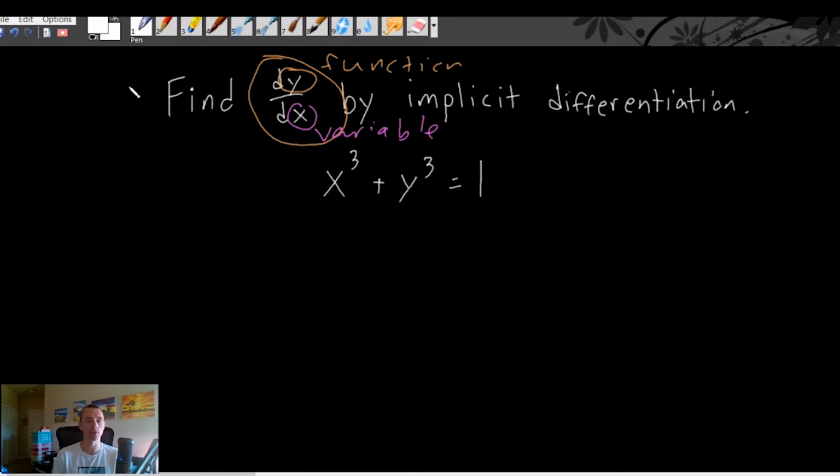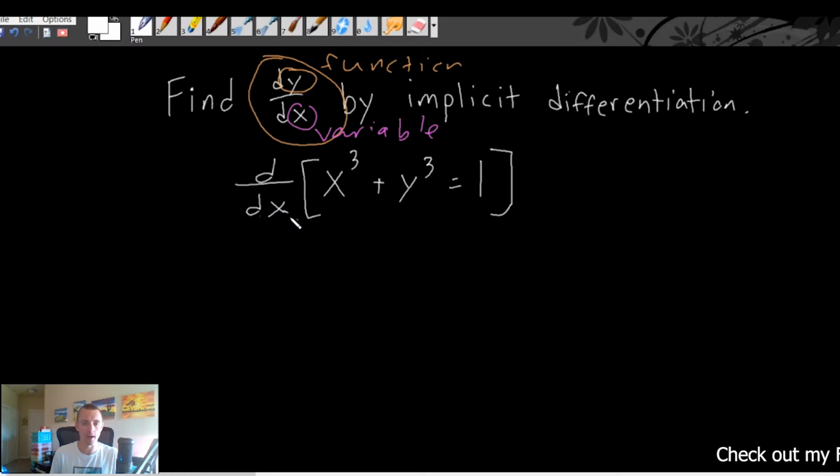First, let's just start with our first step, which is going to be the first step of any implicit differentiation problem. Whatever your variable is, you're going to take the derivative of both sides with respect to that. So in this case, the derivative with respect to x of both sides of our equation. So all you really have to do is kind of break it down term by term.